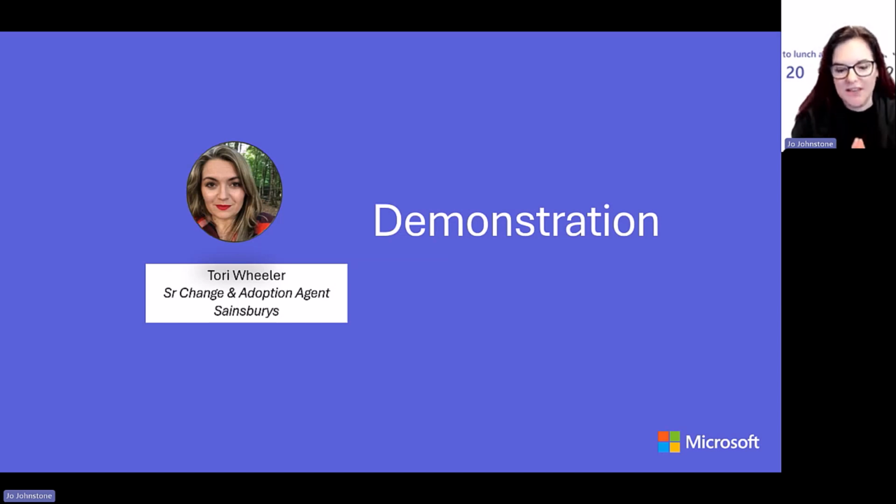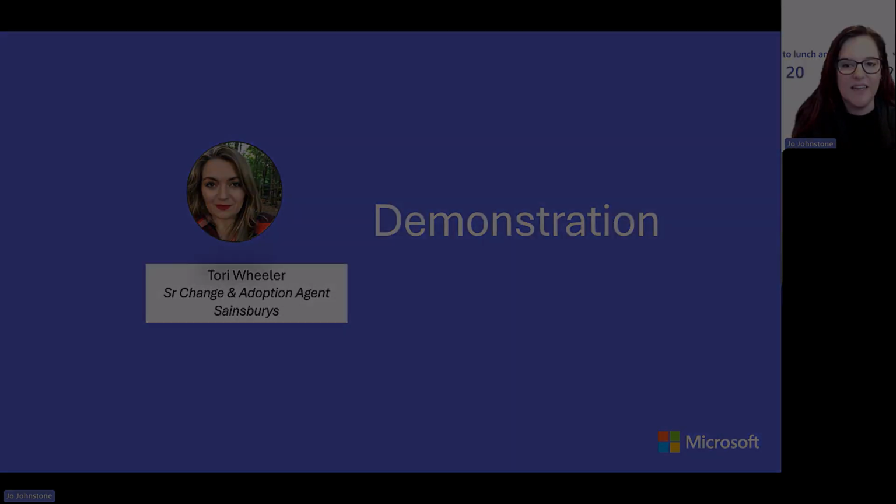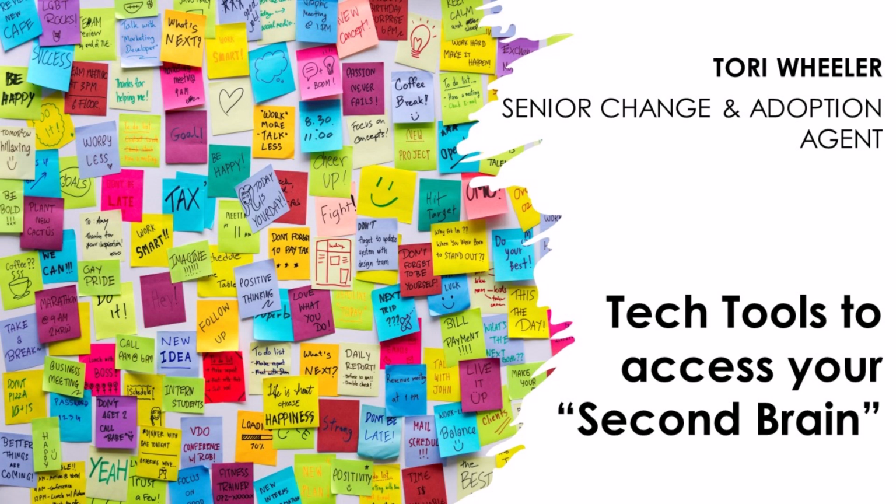Now, I'm really excited to introduce our next speaker, Tori Wheeler, who's a senior change and adoption agent at Sainsbury's. She's also my go-to person if I want to know what's happening in M365, in all honesty, because she's always first to know what new features are coming in. In fact, it was Tori that told me that Find Time was due to be replaced by scheduling polls. So welcome, Tori. Thank you so much for spending time with us today. I'm going to hand straight over to you, because I know we're all excited to learn more about how we can be more productive, and especially how we can use To-Do.